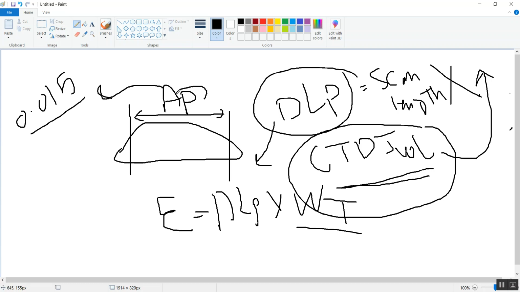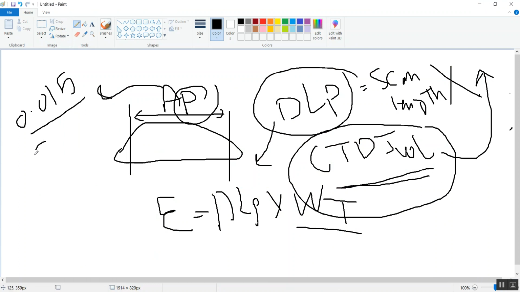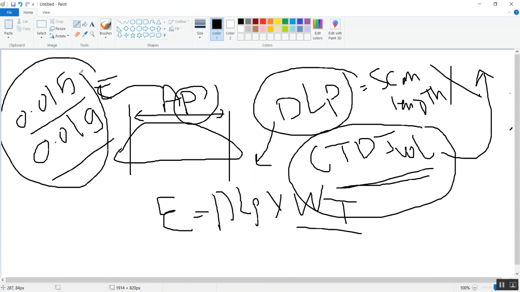And for the pelvis, the tissue weighting factor is 0.019. So I'll sum them together and divide by 2 to get the average value. Then I'll multiply the average value by DLP, so I'll get the effective dose.